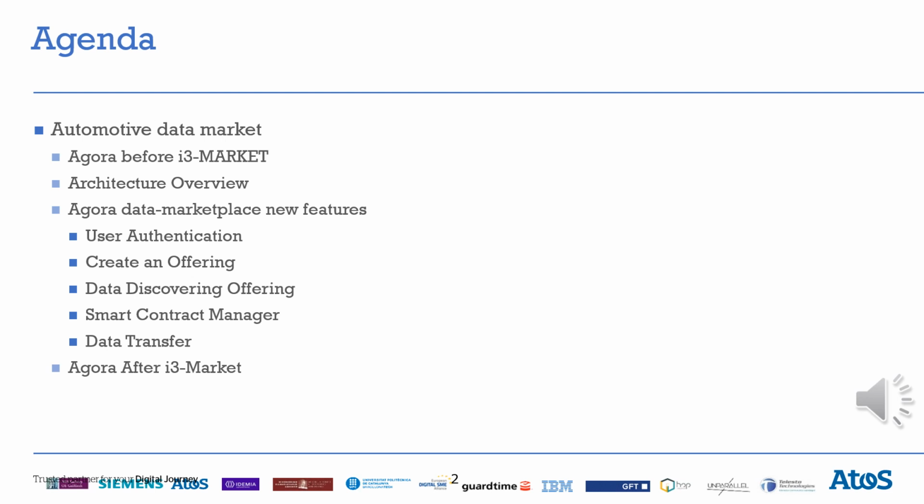AGORA before i3 Market, a brief overview of AGORA architecture. After this we will check all the features developed during the project: i3 Market user authentication, create offerings, discover offerings, create a contract, and data transfer. Finally we will see how i3 Market has supported AGORA improvement.